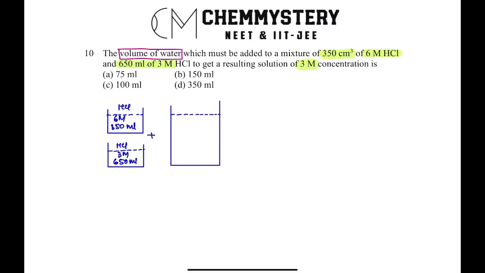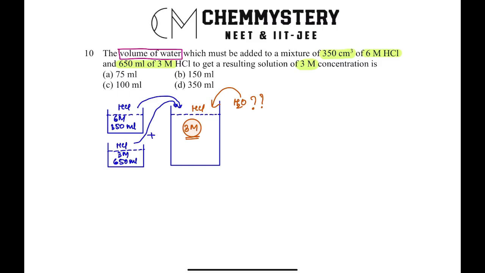What I have done? This one I have put here, this one also I have put here, and I made a new HCl solution. This is also HCl, but they are saying I want to maintain the strength as 3 molar. So I need to add some extra water here. How much water should I add so that after mixing the two HCl solutions, I can maintain the strength at 3 molar?